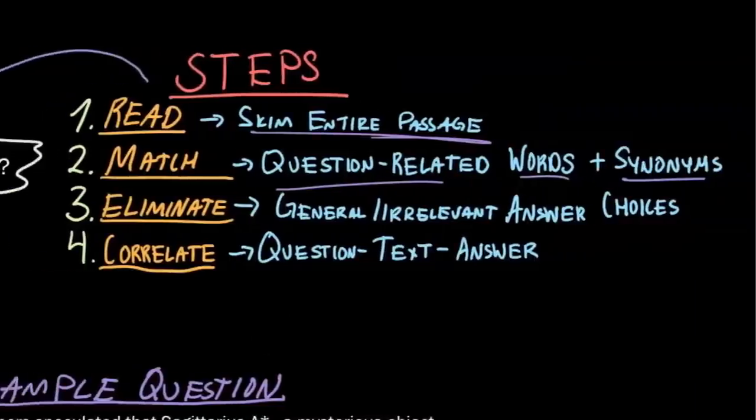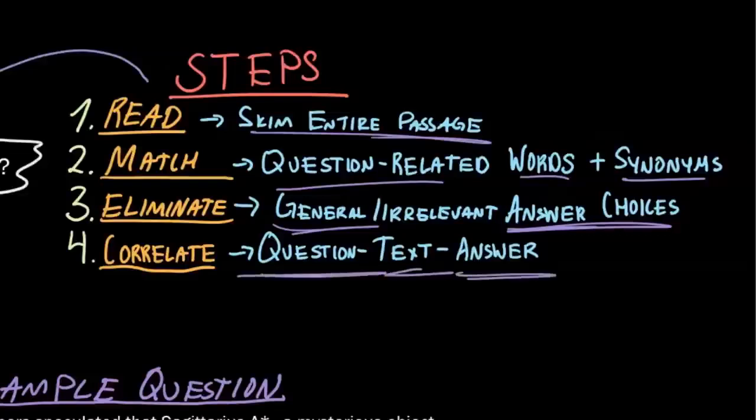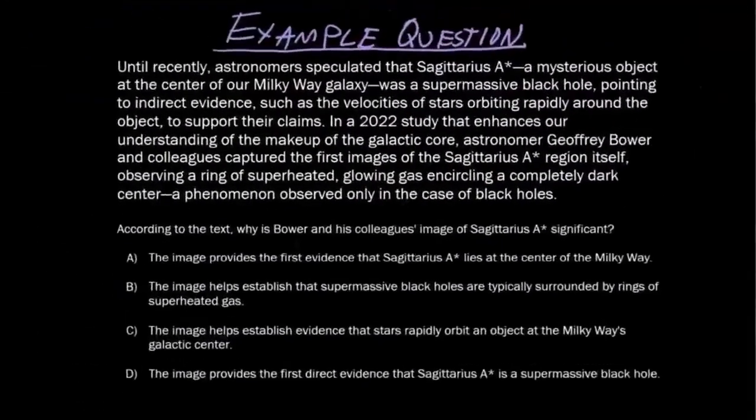The next thing you want to do is eliminate anything that's general, because we're looking for a detail here. We're not looking for a central or main idea. We're looking for information on a specific part of the text. So you're going to eliminate those kinds of answer choices, and anything that's irrelevant. Then you're going to correlate the question to the text to the answer. Let's see what that means with our example question.